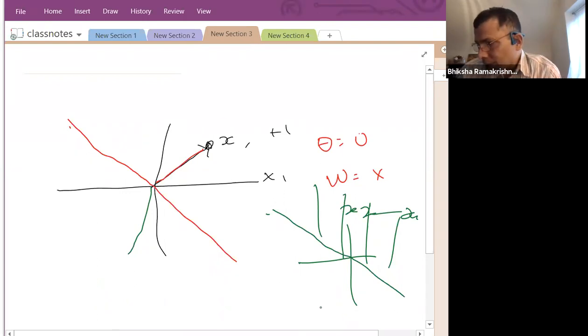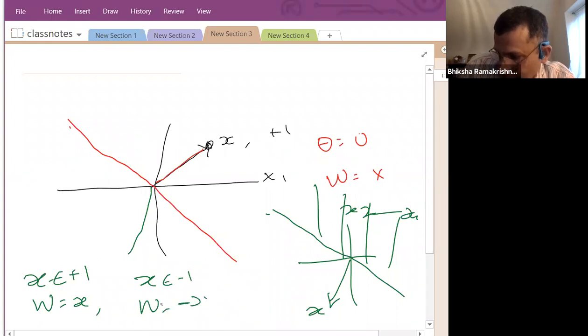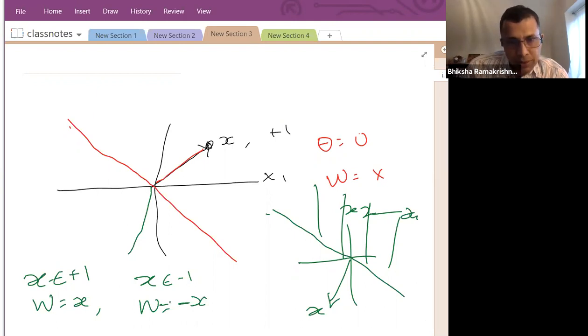How did that disappear? Something happened. But okay, this is x. So this is most strongly guaranteed to be in the negative class. So when x belongs to the +1 class, your ideal weight is x. When x belongs to the -1 class, your ideal weight is -x. Did that make sense to everyone? Anybody who didn't get that? If you didn't get it, raise your hands, because I'm going to continue in a few seconds.